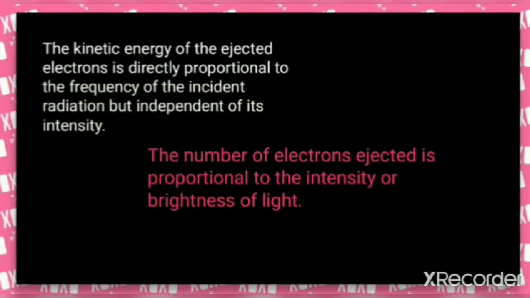The kinetic energy of the ejected electron is directly proportional to the frequency of the incident radiation but independent of its intensity. And the number of electrons ejected, that means the photoelectrons, is proportional to the intensity or brightness of the light. That means kinetic energy is independent of intensity, but the number of electrons is dependent upon the intensity.